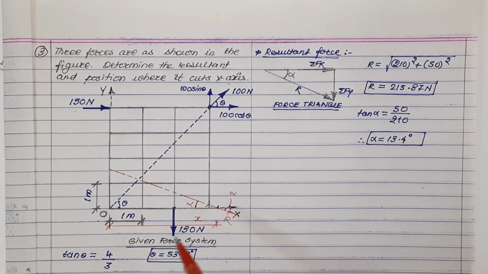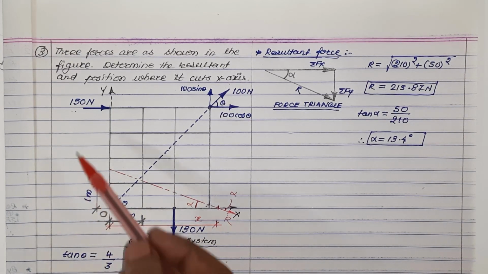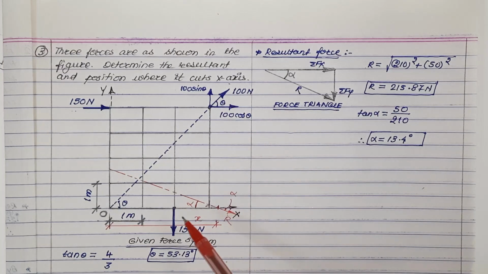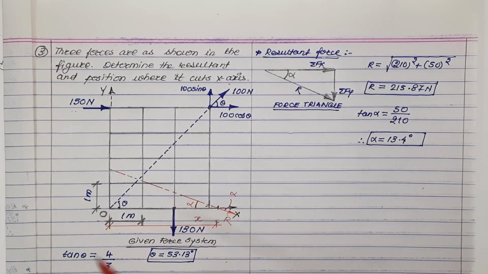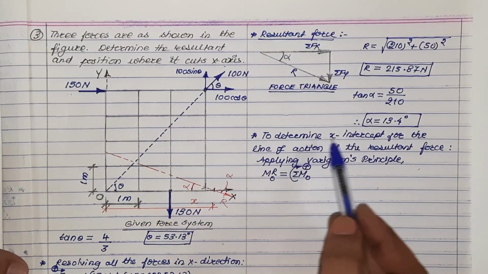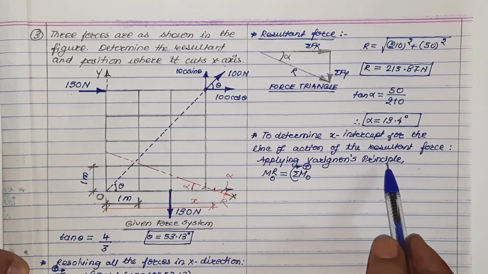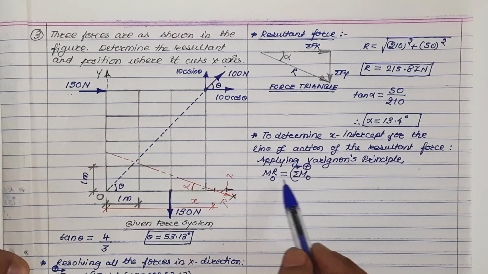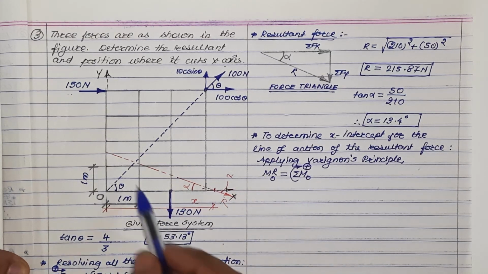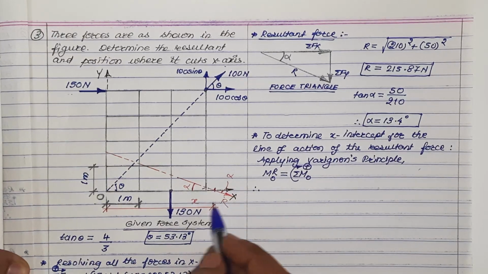Now to get the distance x, we have to apply Varignon's principle. Moment produced by this resultant force about origin should be equal to the algebraic sum of moments produced by 150 Newton, 100 Newton and 130 Newton together about point A. So let us apply Varignon's principle. Thus, to determine x-intercept for the line of action of resultant force, we are going to apply Varignon's principle. Moment of resultant about origin is equal to algebraic sum of moment of all these three forces about origin. Let us first find out moment of R about origin.